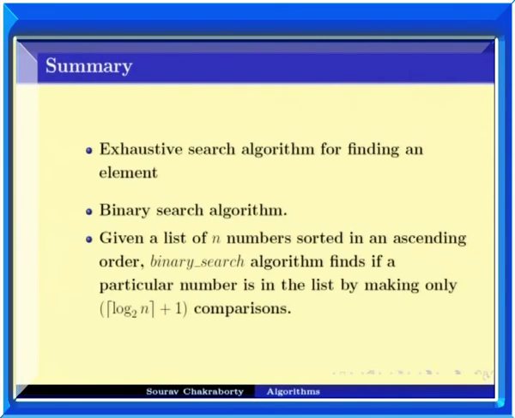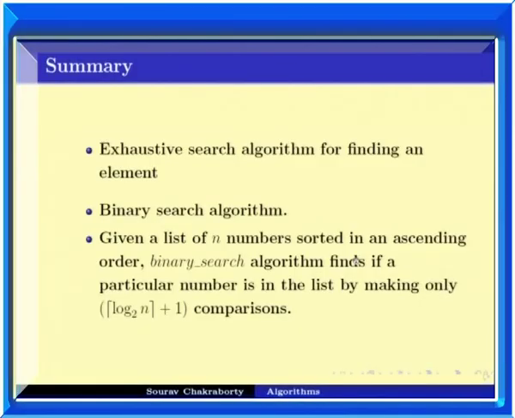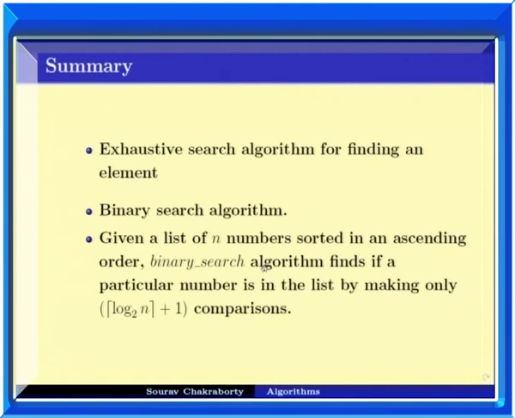So, as a summary, we had an exhaustive search algorithm which finds an element in the total size of the set number of comparisons. But then we looked at the binary search algorithm, where the number of comparisons made was reduced from n to log n plus 1. So, in logarithm of the size of this set, one can check if an element exists in a sorted list or not.